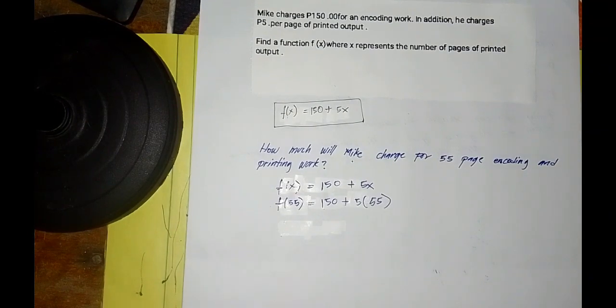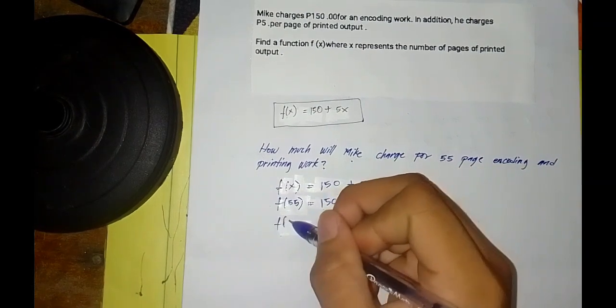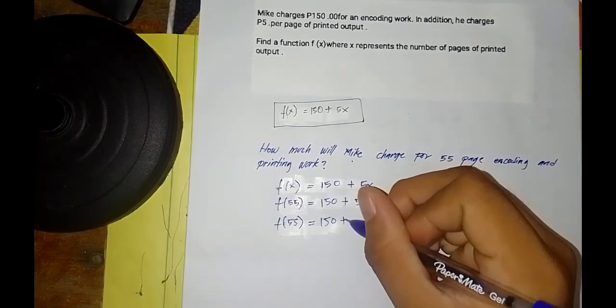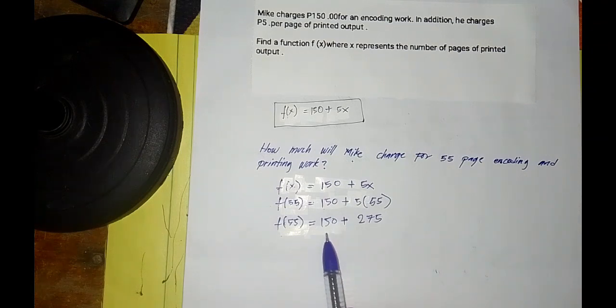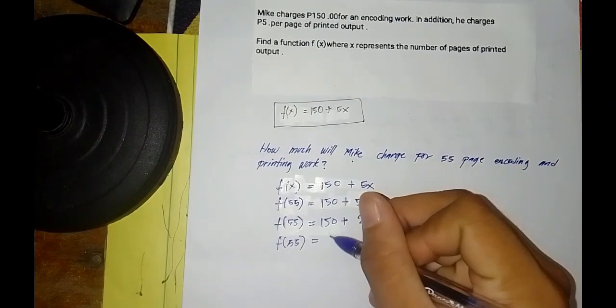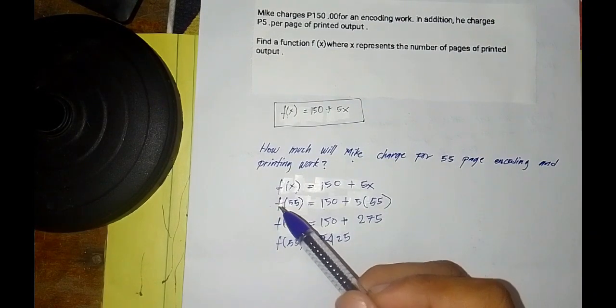Ang next move natin is i-multiply natin yung 55 at 5 to 275. At ang final move natin is i-add natin yung 150 at 275. So yan ang kanyang sinisingil.